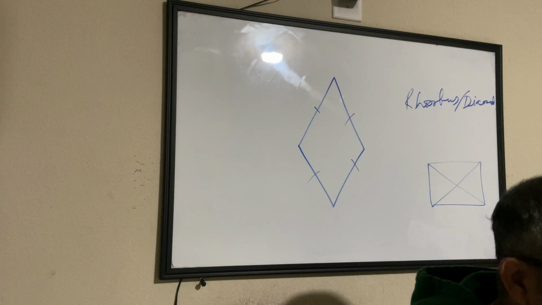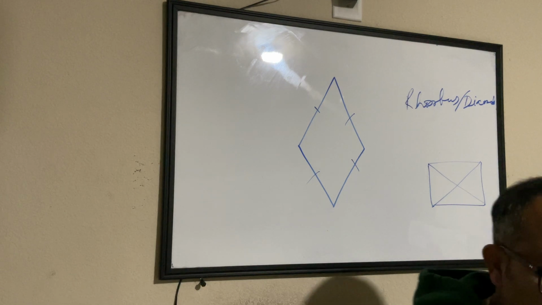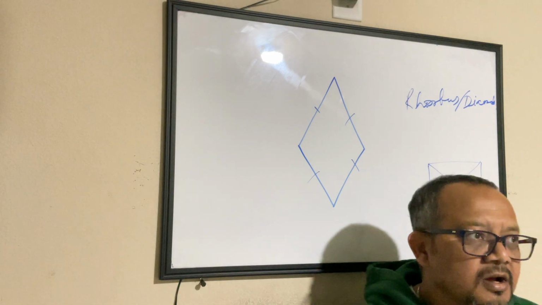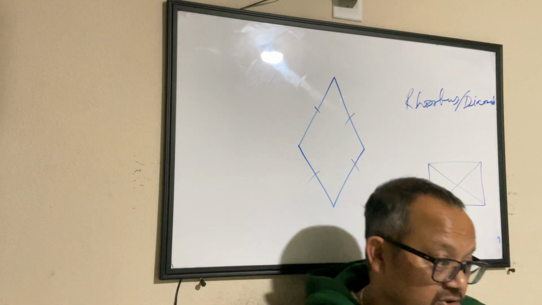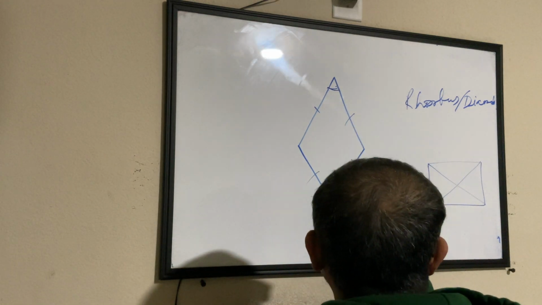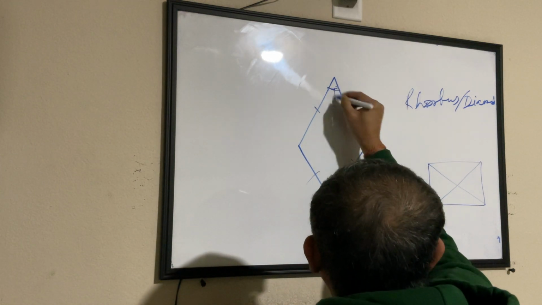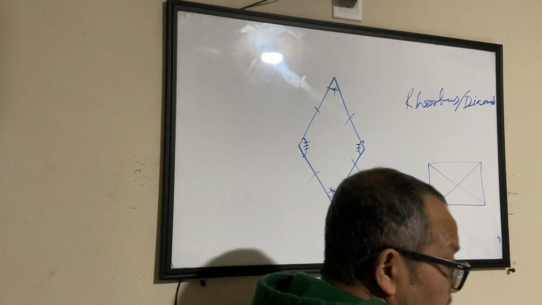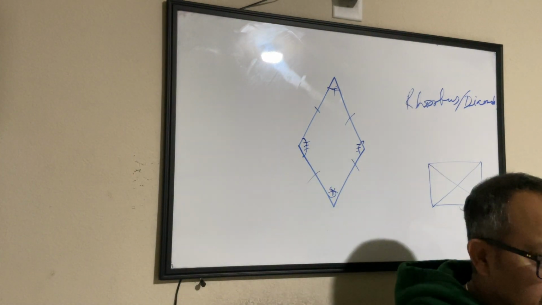The opposite sides of a rhombus are parallel and the opposite angles are equal. That's a good information. Opposite angles are equal. So this angle is equal to this angle. This angle is equal to this angle. This is a good additional information.